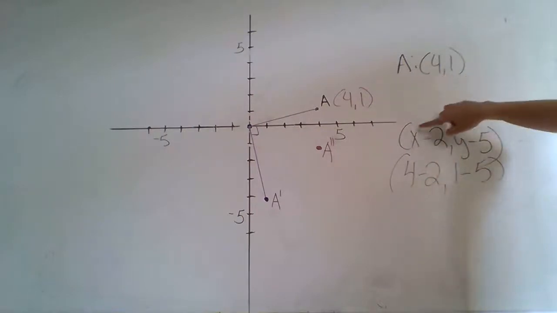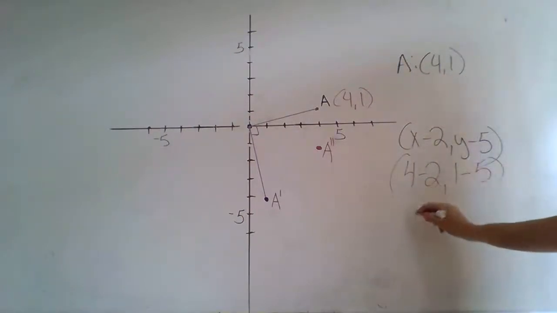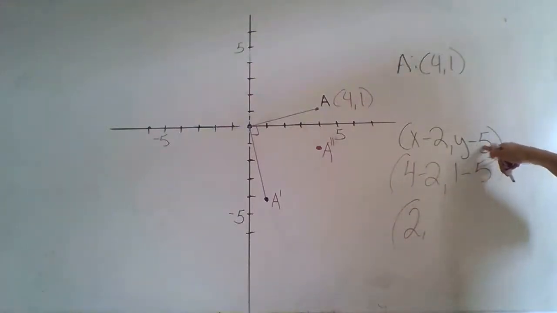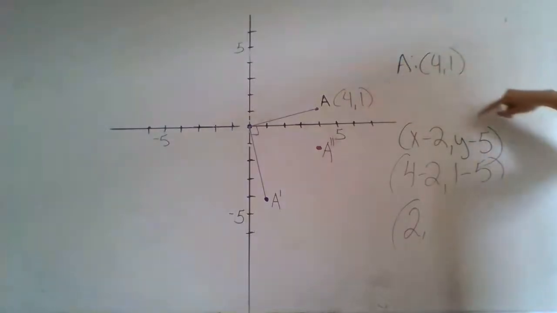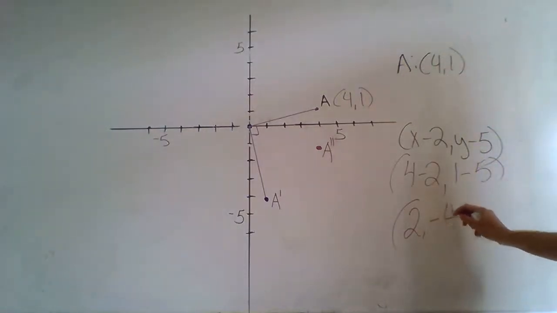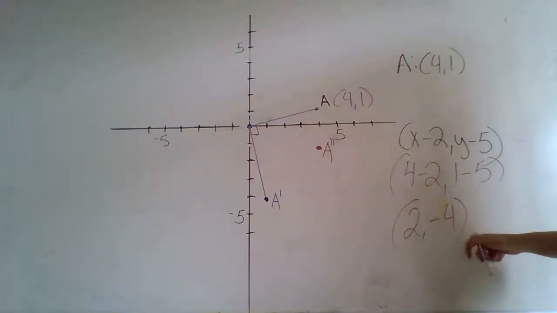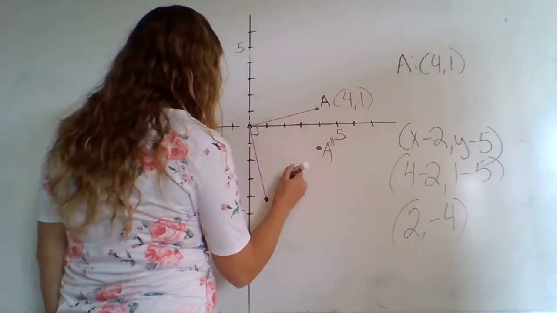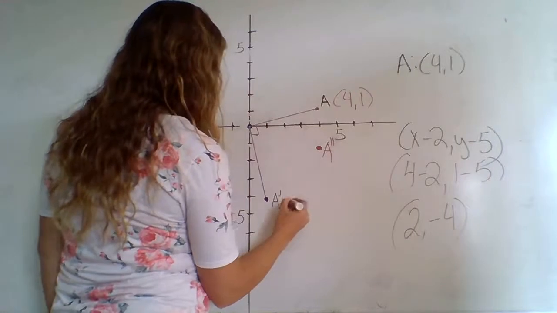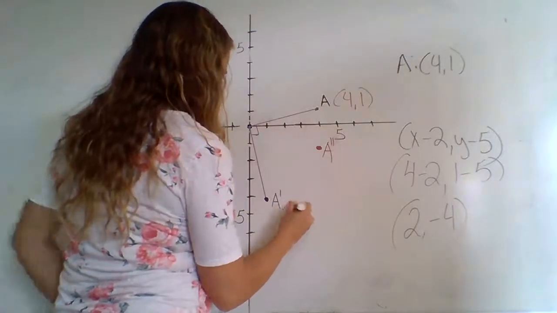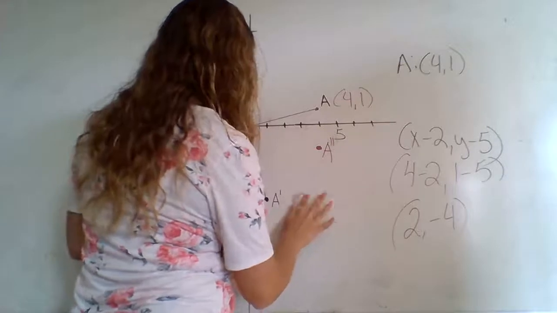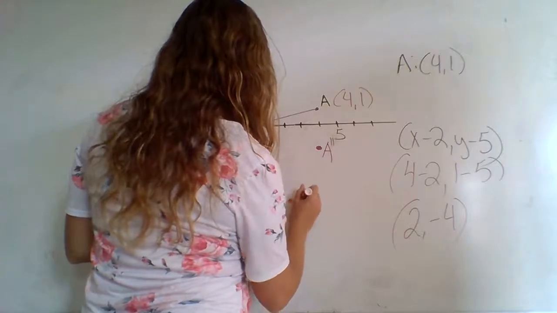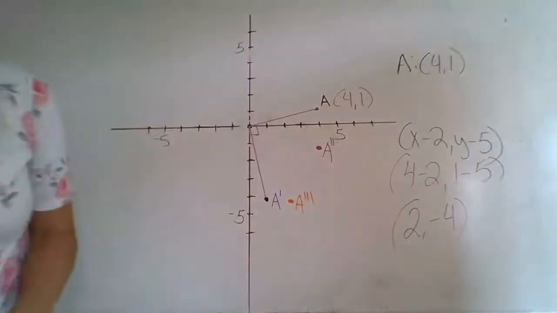Take your x, it's 4, so 4 minus 2 is 2. And then y minus 5. My y is 1, so 1 minus 5 is negative 4. So my new point should be at 2, negative 4. 1, 2, negative 4: 1, 2, 3, 4. It should be right next to this one. I'll use a different color to label it. Hopefully that's what I was supposed to label it. Yep.